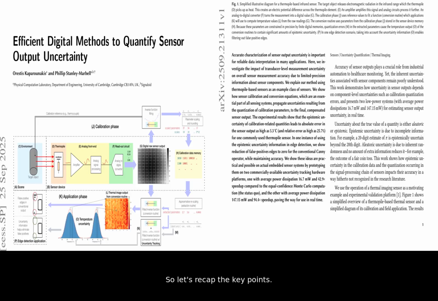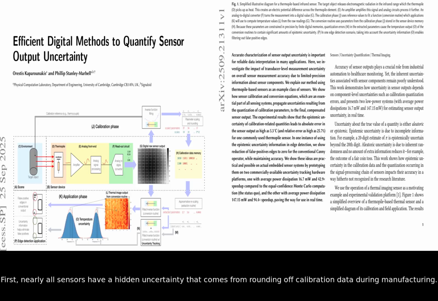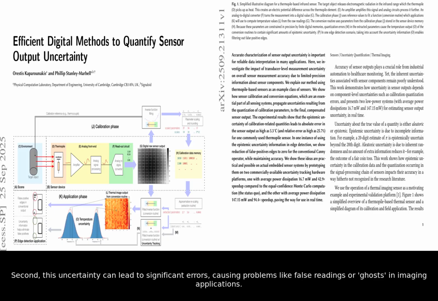So let's recap the key points. First, nearly all sensors have a hidden uncertainty that comes from rounding off calibration data during manufacturing. Second, this uncertainty can lead to significant errors, causing problems like false readings or ghosts in imaging applications.